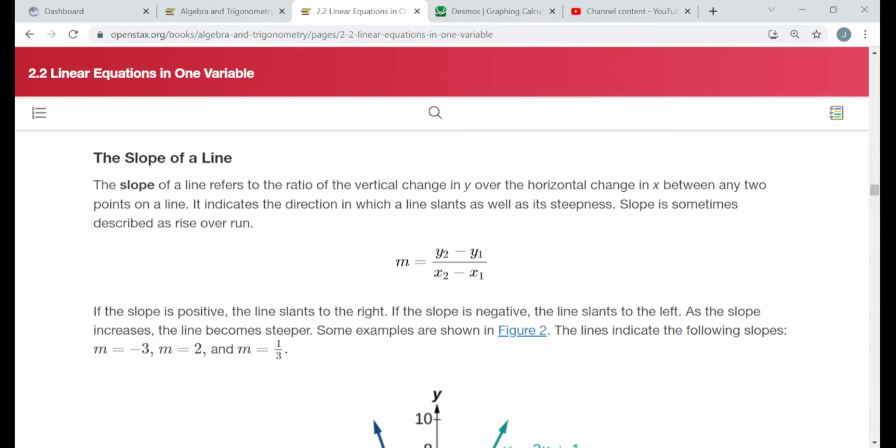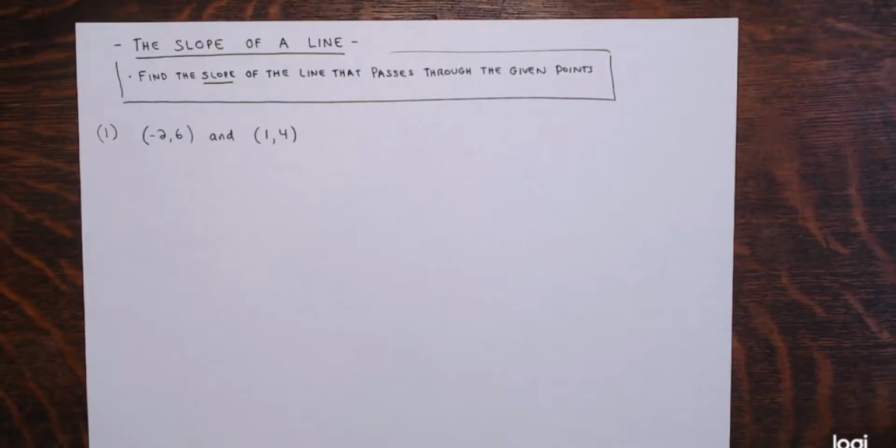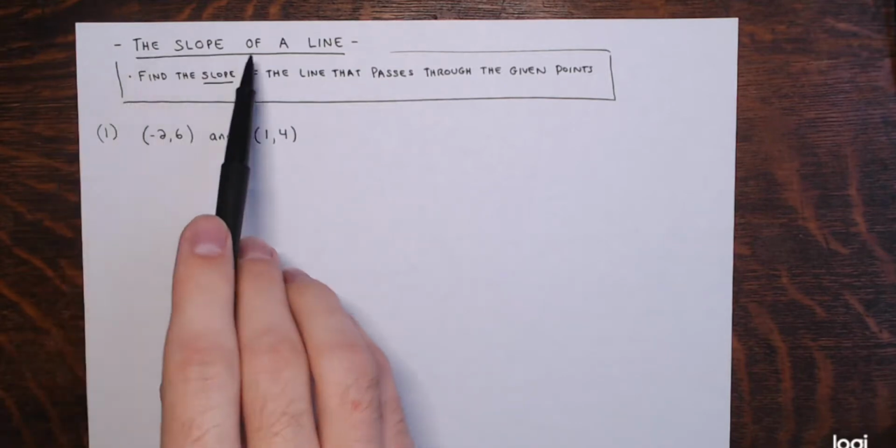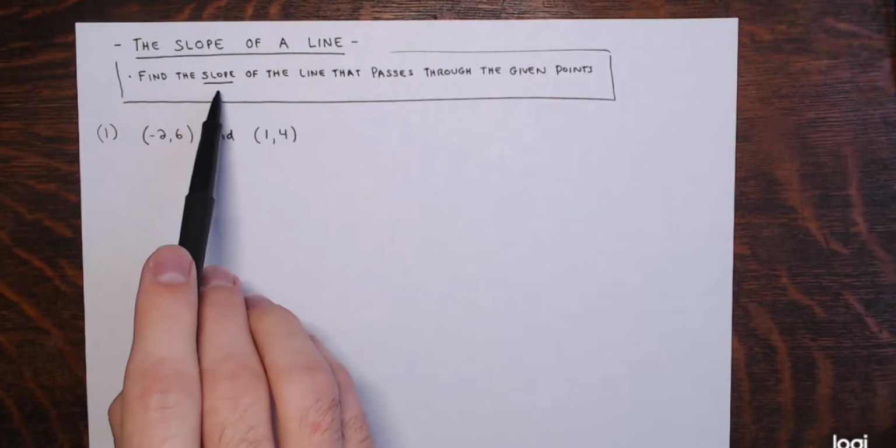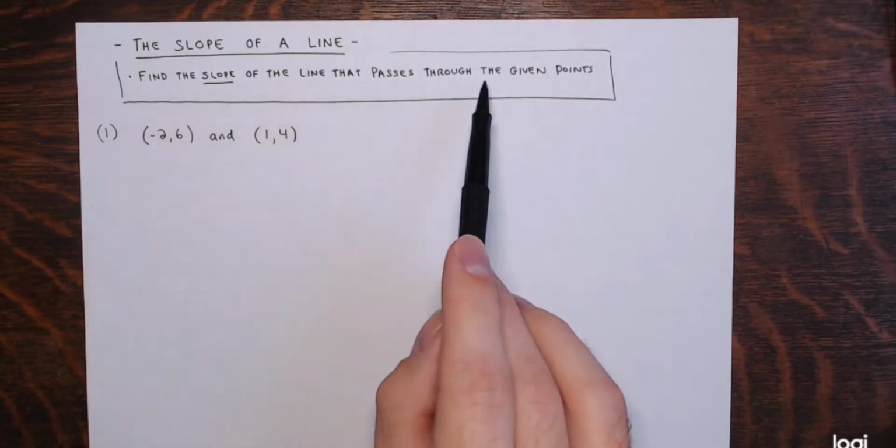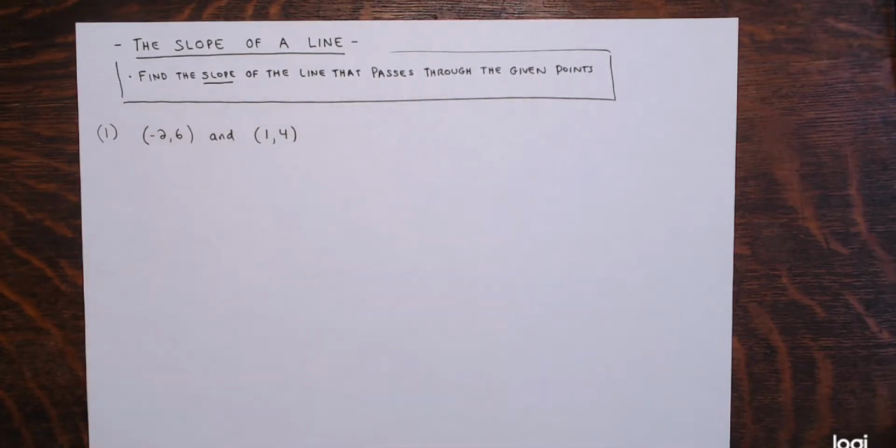Alright, so all the examples I'm going to be doing I have written out on paper. Let's take a look. And we're asked to find the slope of a line, right? Find the slope of the line that passes through the given points. So we're into the XY coordinate plane, the Cartesian coordinate system again here.